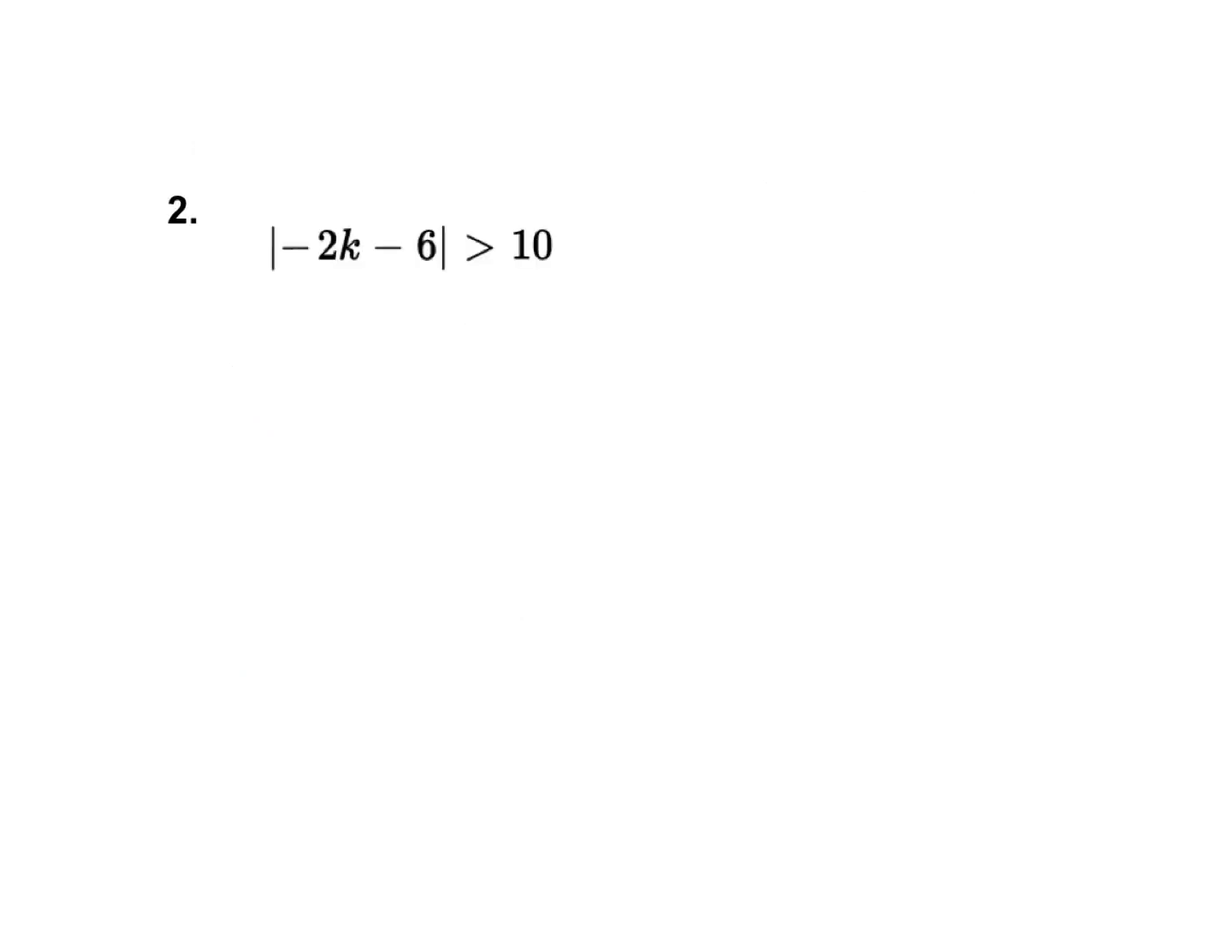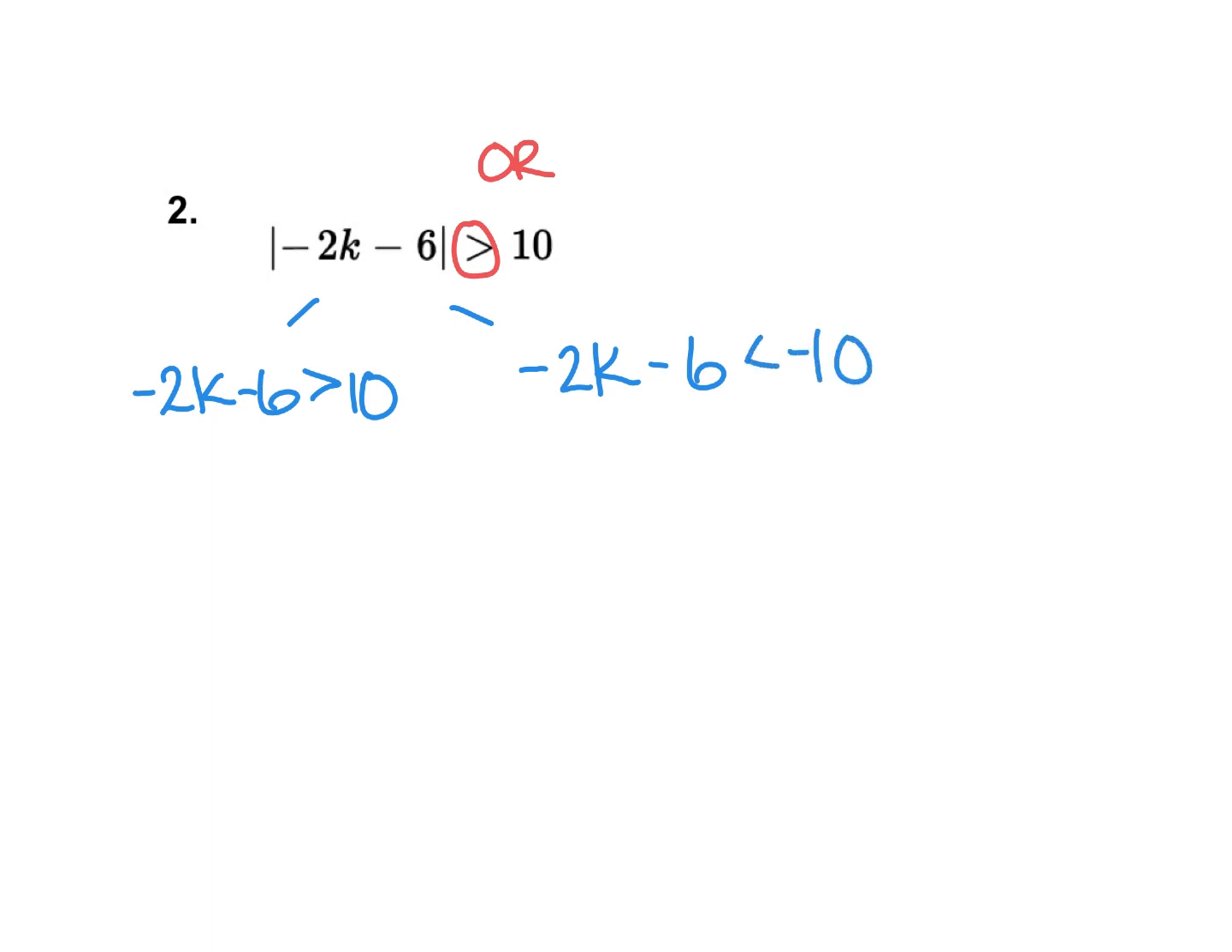All right, so for the second one, notice that the absolute value is already isolated, so we can just go ahead and determine if it's going to be an and or an or. If this is a greater than, it's going to be an or. That means when we break it down into 2 separate inequalities, we'll have negative 2k minus 6 is greater than 10, and negative 2k minus 6, then we have to flip the inequality sign, is less than negative 10. We isolate the variable by adding 6. Negative 2k is greater than 16.